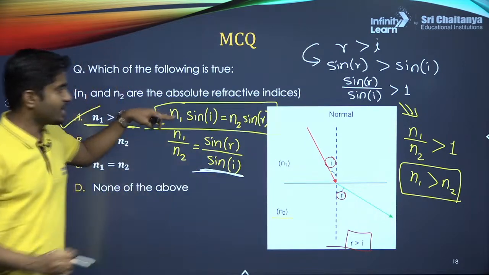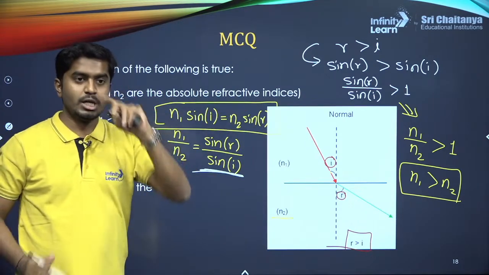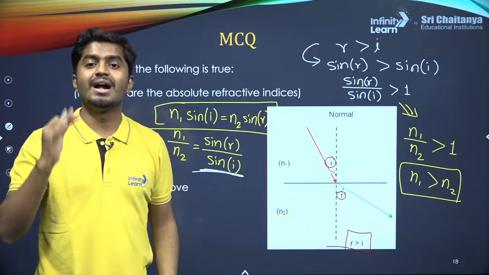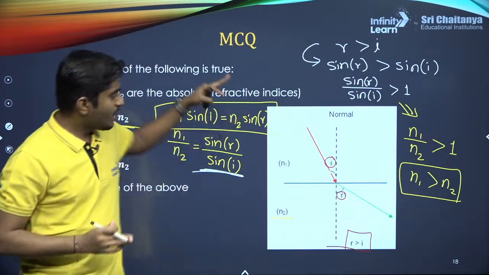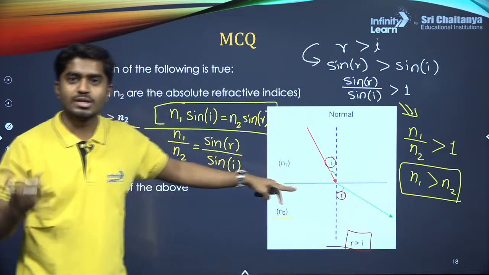This equation, which is Snell's law. You can use Snell's law to get the 100% accurate answer. Optical density can sometimes lead to mistakes, okay?